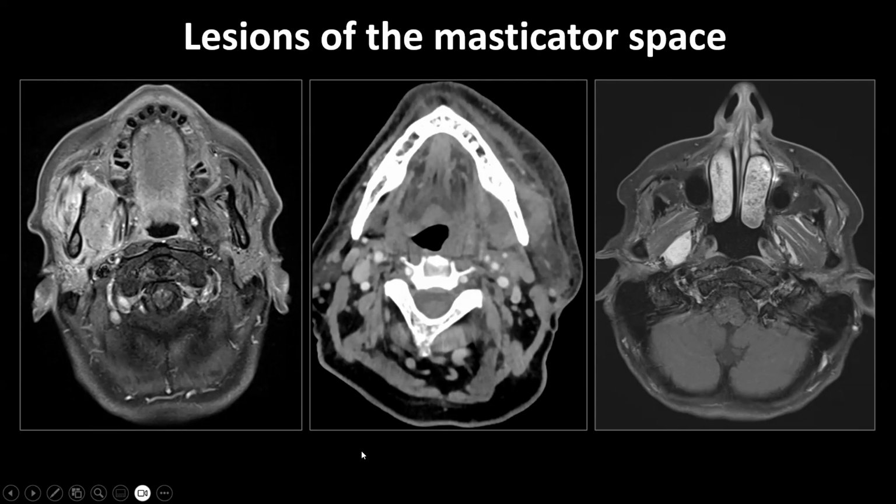Well, three main categories: tumors, infrequent, and because the masticator space mainly contains bone and muscles, these tumors will then be sarcomas, rhabdomyosarcomas, osteosarcomas, and so on. But as said, they are not that frequent.